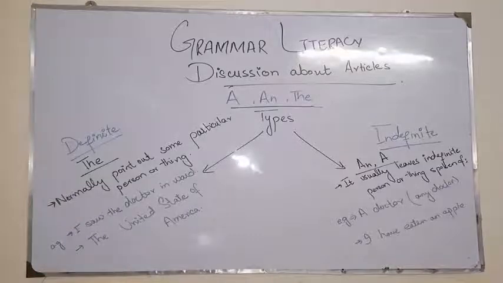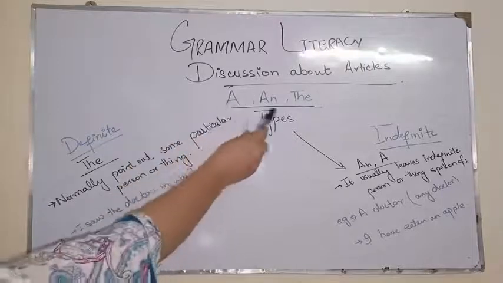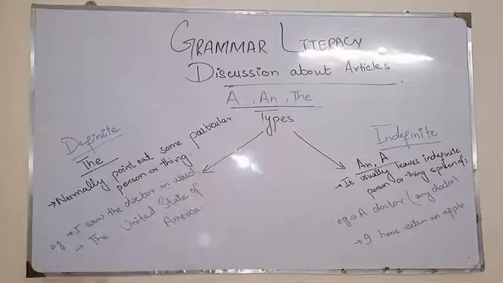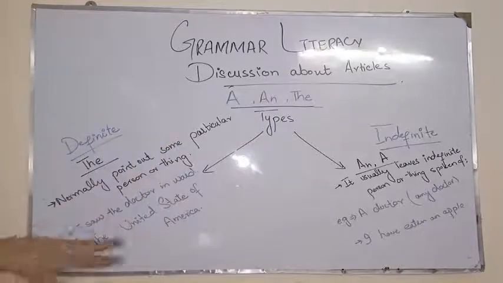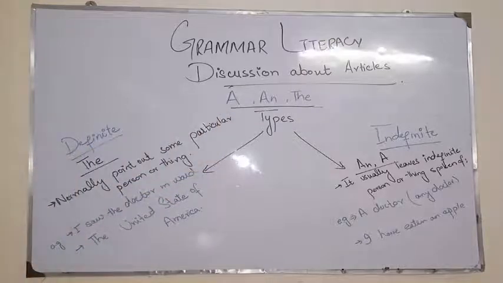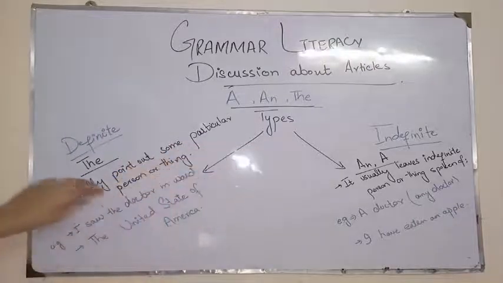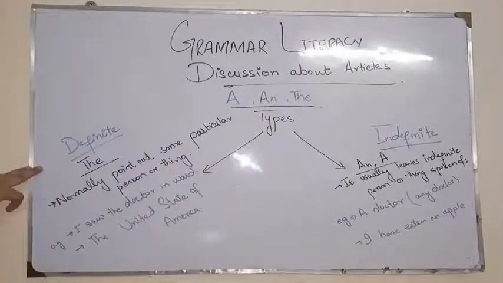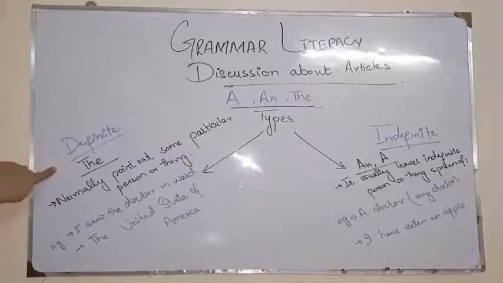We are going to deal with the articles a, an, and the. There are three articles. It's written right over here. You can see that there are three articles, and these are a, an, and the. Okay, so we are having two types. We are going to break them into two types, and the first one is the definite article. It's written right over here. You can see that. What is the definite article?